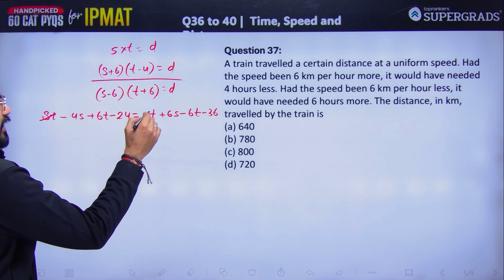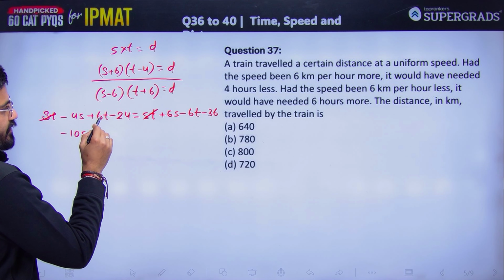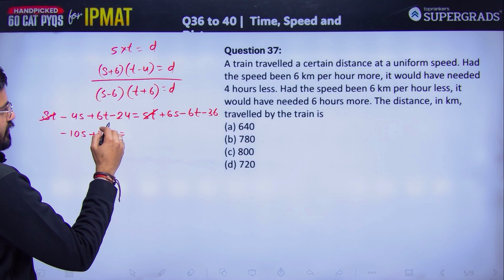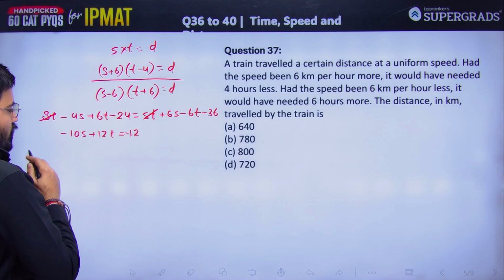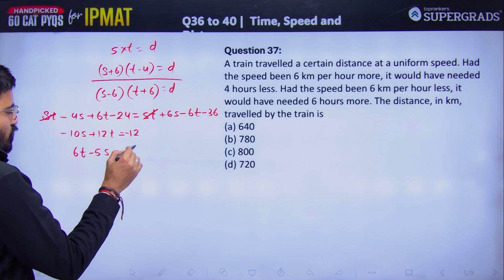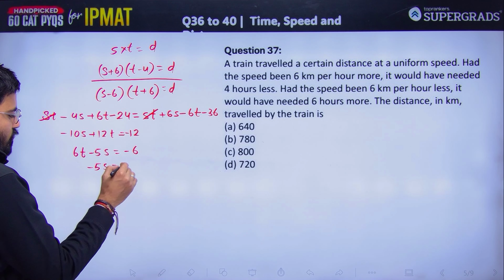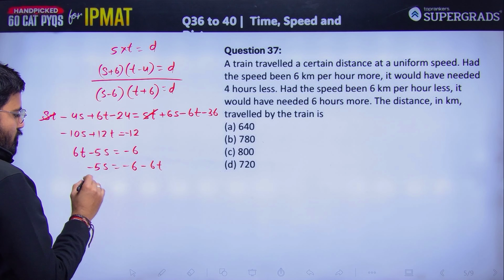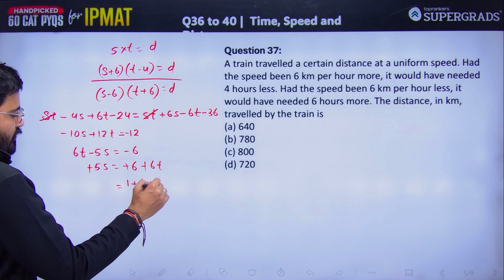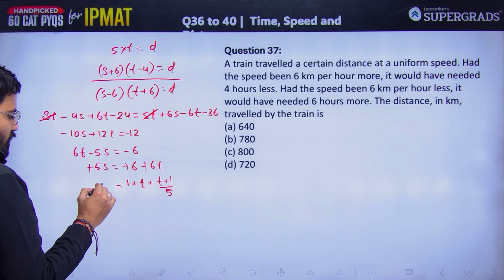तो st से st कैंसिल, माइनस 4s प्लस 6s, तो ये हो जाएगा माइनस 10s प्लस 12t is equal to माइनस 36 प्लस 24, is equal to माइनस 12. तो ये पूरा का पूरा 2 से कैंसिल हो जाएगा, तो ये बनेगा 60 माइनस 5s is equal to माइनस 6. अब 5s को अगर मैं लेफ्ट में रख लूं तो ये हो जाएगा 1 प्लस t प्लस 1 डिवाइडेड बाय 5. अगर मैं दोनों साइड 5 से डिवाइड कर दूं तो ये बचेगा s.